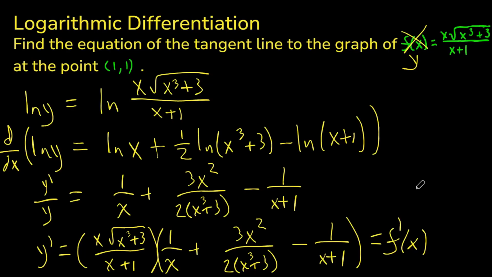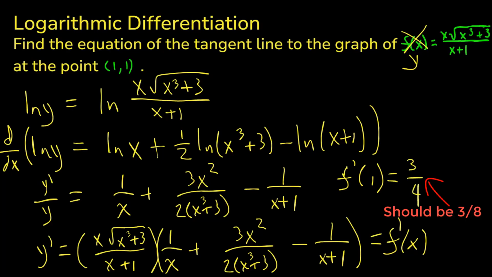Now, to get the slope of the tangent line, we would just evaluate this entire function at 1. So f prime of 1 ends up being 3/4. So our equation of the tangent line is y equals 1 plus 3/4 times x minus 1.